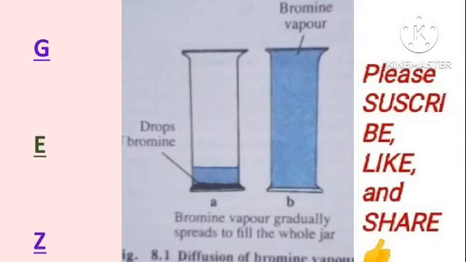We have diffusion. For example, in this diagram, you can see a jar of bromine. So now this is water, and when you put drops of bromine, at the end of the day, it will diffuse to fill the whole container. So the color will be uniform throughout the container. That is called diffusion, and it demonstrates the particulate nature of matter. There are also other evidences too.